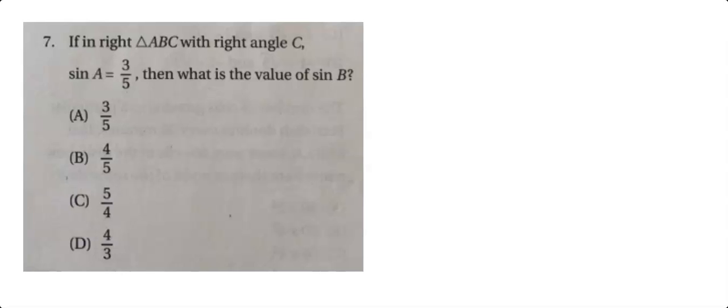Okay, so it says if in right triangle ABC with right angle C, the sine of A equals 3 over 5, then what is the value of sine B? Now, every word in this is important. It's always a good idea to underline stuff when you're taking your test. You're allowed to write in your test booklet. So, right triangle ABC. It's also a good idea to draw a sketch of whatever you're working on. It helps you to visualize it.